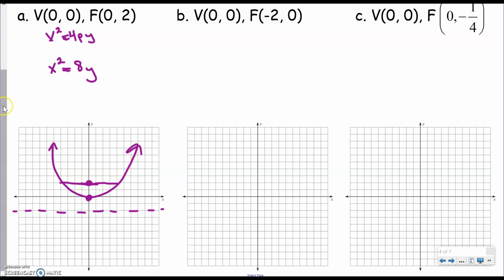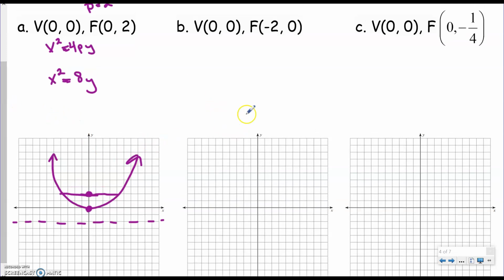Okay. Let's try another one. Vertex is 0, 0. My focus this time is negative 2, 0. So my p is negative 2. And since it opens to the left, I know I need to have y squared equals 4 times negative 2 times x. So y squared equals negative 8x.